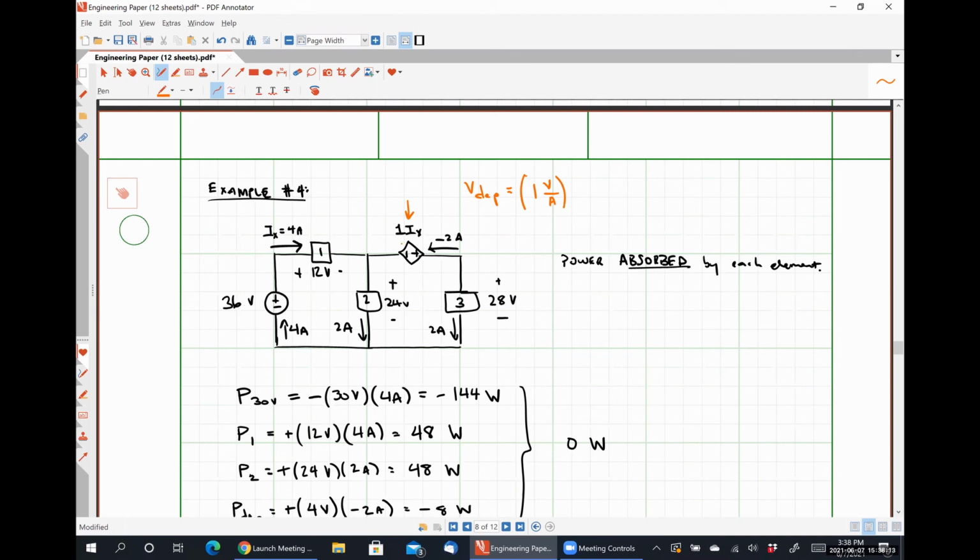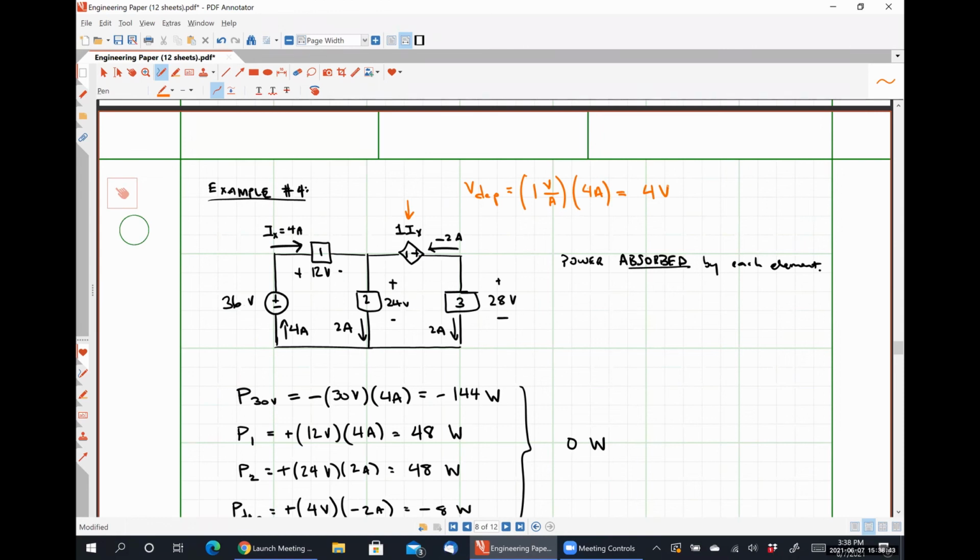So the 1 comes from the fact that there's a 1 written next to it, and the units of volts per amps is what it has to be to make this thing work correctly. All right. So it's 1 volt per amp times IX, where IX is shown in the circuit diagram to be 4 amps. So V dependent, the voltage drop across my dependent source, is then 4 volts.